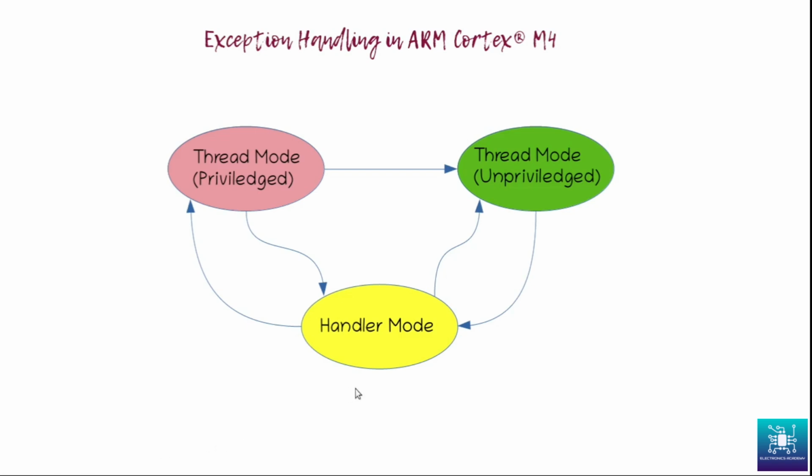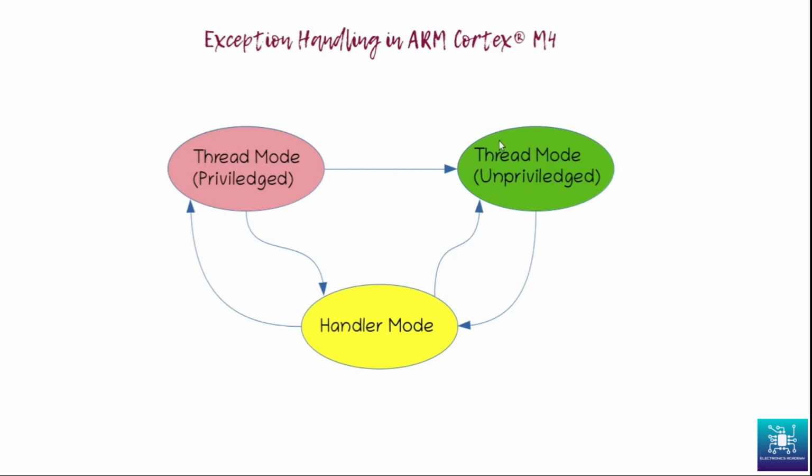Handler mode is when an interrupt occurs. When an interrupt occurs, it can occur from the thread mode privileged and from the thread mode unprivileged. But as you can see, thread mode unprivileged cannot go into the thread mode privileged. Privileged can do a lot of things. From privileged, you can move to unprivileged, but it is not the other way around.